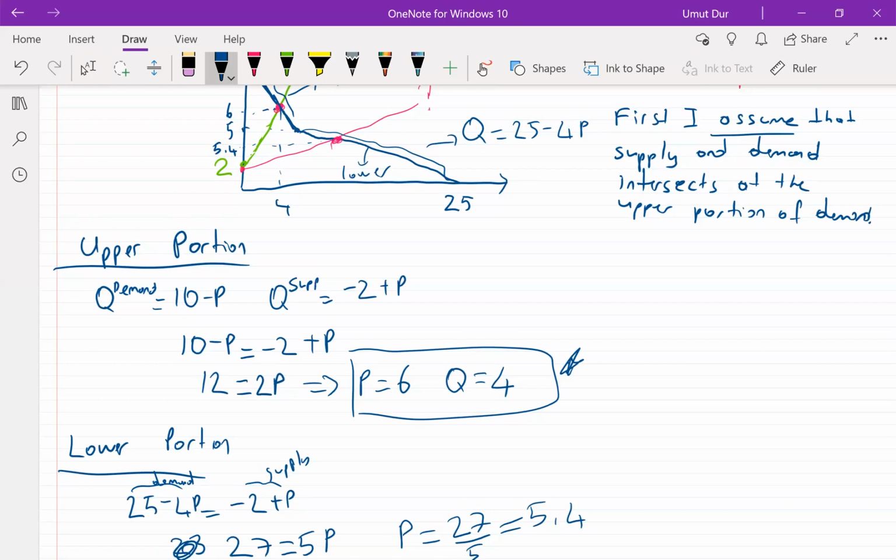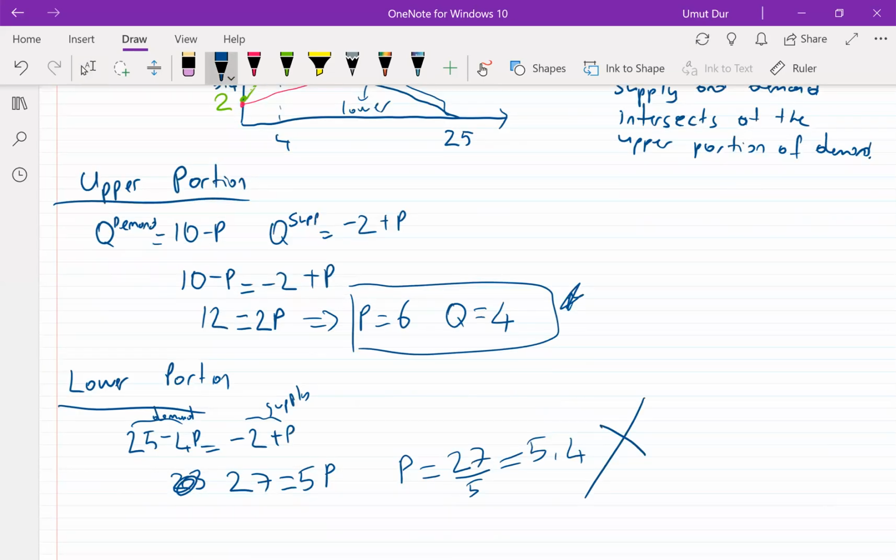If those two curves are intersecting, they cannot intersect at a price less than 5. That is what I need to verify here, and it doesn't hold. So this is the only equilibrium.